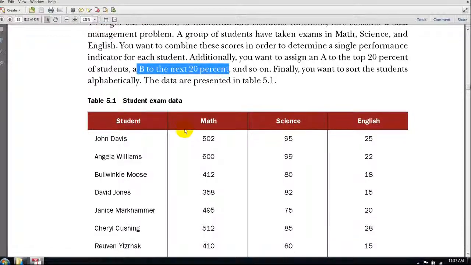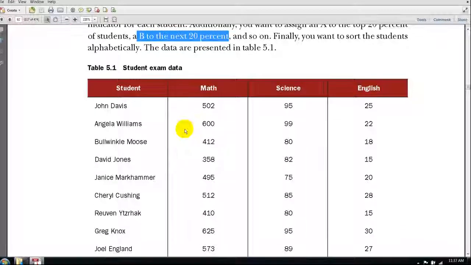So then he says, well, okay, he wants to do that, but there are going to be some problems here because this math score is obviously kind of different than the science score. This goes all the way up to like at least 500 or 600, but these probably only go up to 100, and these probably don't even go up to 100. So we have to somehow put them all on the same scale. So that's one problem.